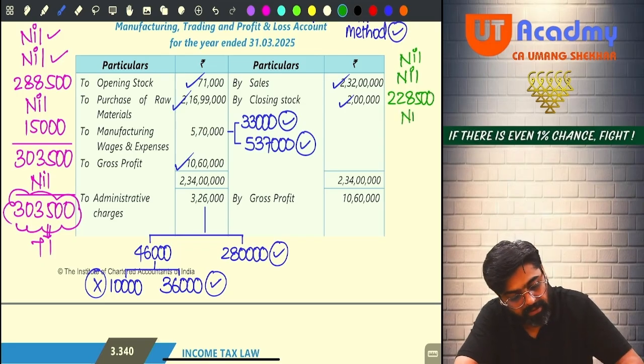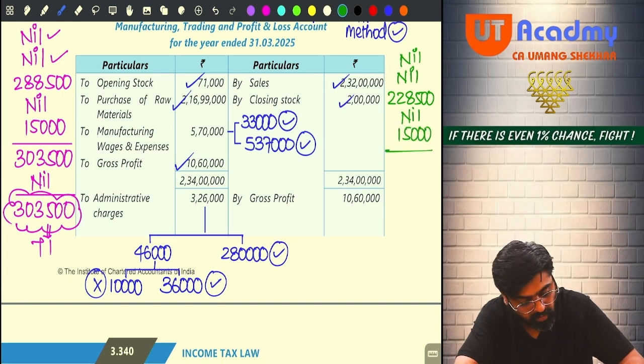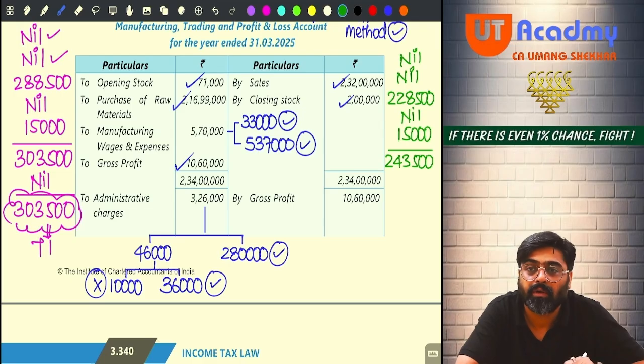Capital gain will still remain nil. Then 15,000 other sources will still remain same. Now you total this. You will get 2,43,500. This will be your GTI. Yes or no? 243,500. Are you all getting this amount?